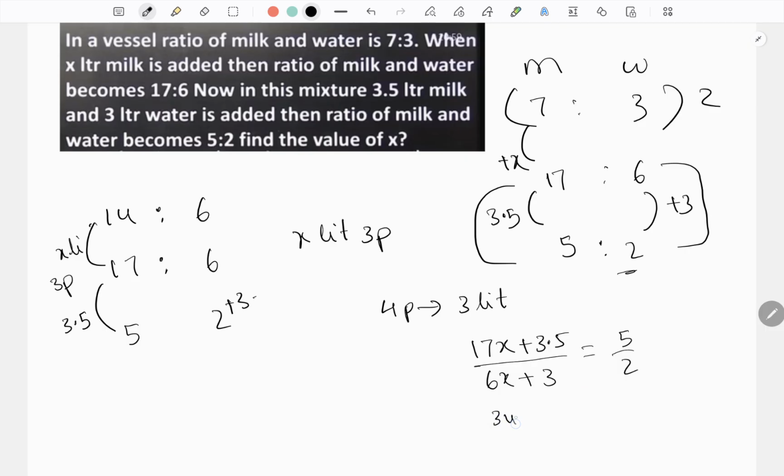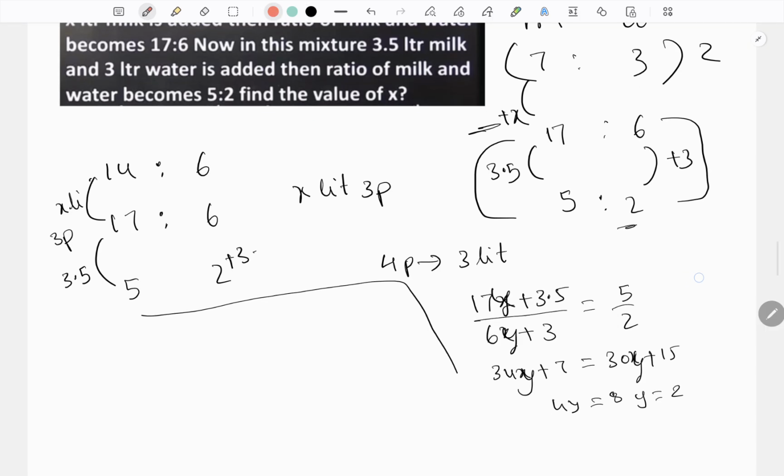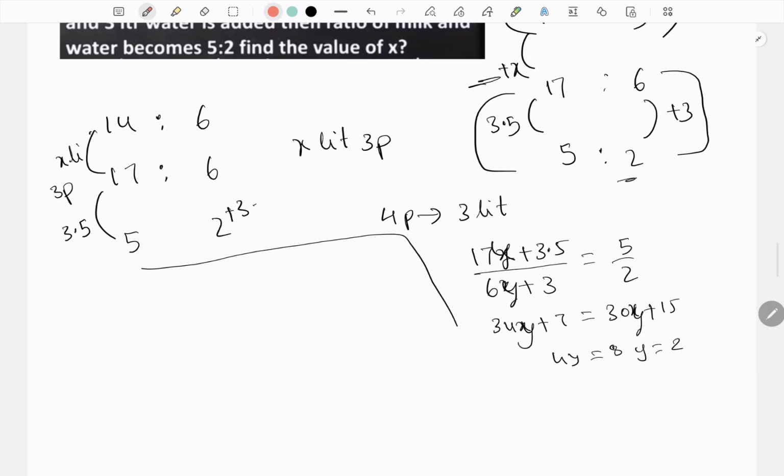34x plus 7 is equal to 30x plus 15. Then cross multiply. Actually already we assumed x here, so I will take this as y, please, y. So 4y is equal to 15 minus 7, 8. Then y is equal to 2 parts. I will continue here. Y is equal to 2 parts.